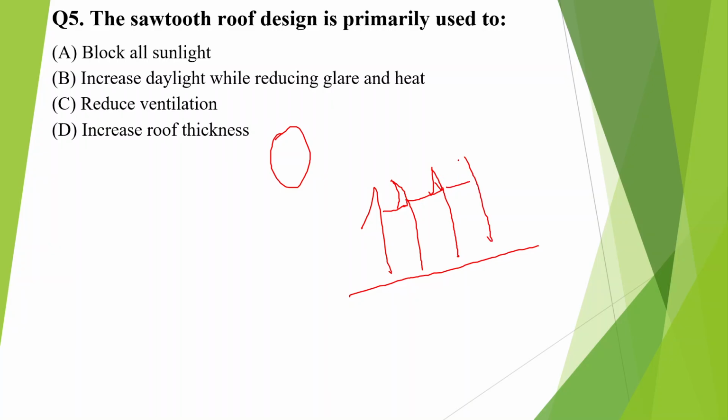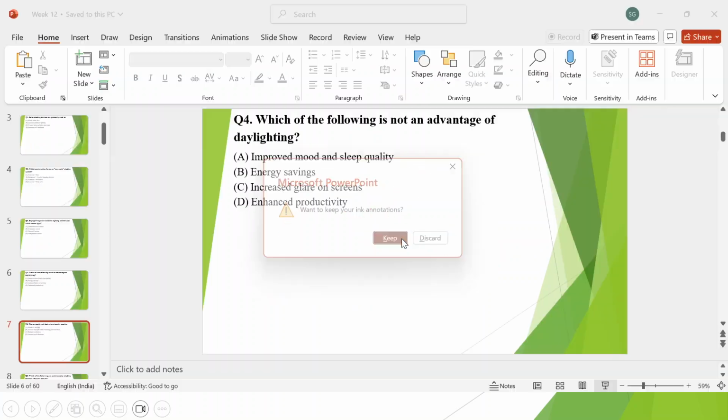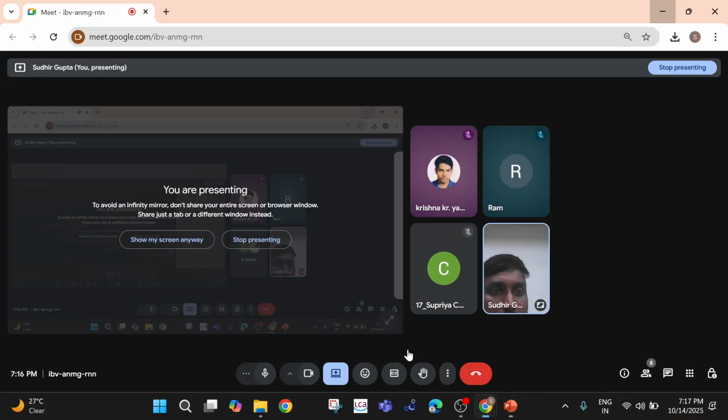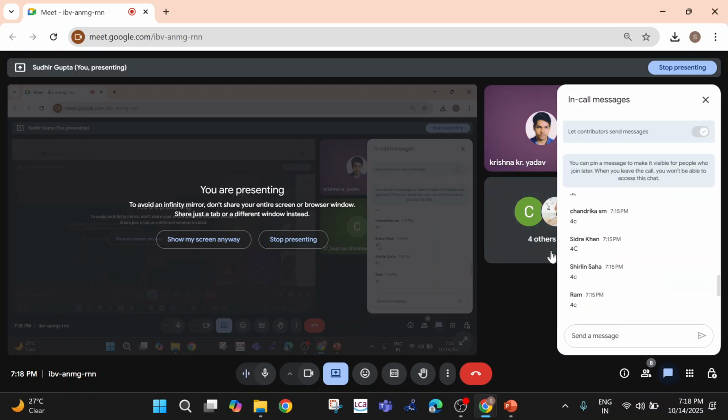I hope you can recall this building design type where this type of shading was preferred, the roof was designed like this, so that as you can see with the help of this, from the figure also you can now relate an answer to this particular question number 5. I can see most of you have answered question number 5, and most of you have marked option B.